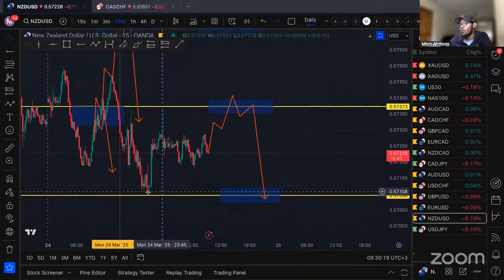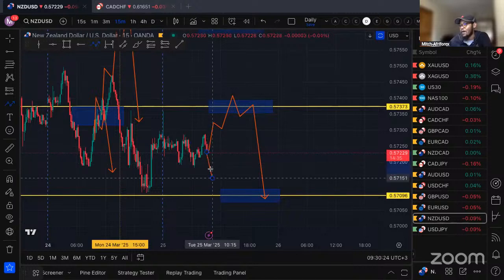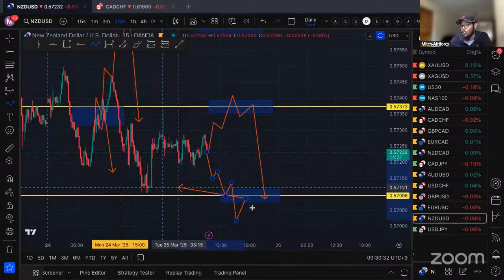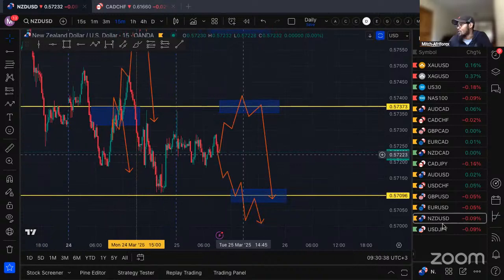Remember, we always mention buy with buyers and sell with sellers. But if you want to sell and you're within a buyer's area, the best thing to do is wait for the price to actually break the area to the downside. And once it's no longer giving you issues, then you should be able to look for selling opportunities. So we'll wait to see what ends up happening here on the New Zealand dollar against the US dollar.